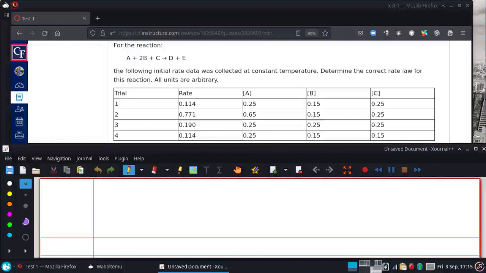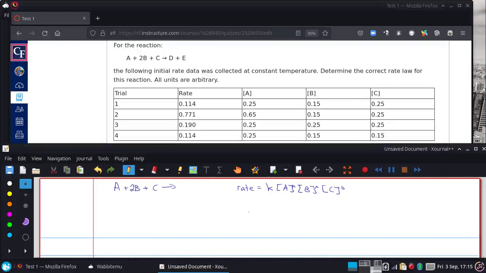For the reaction A plus 2B plus C, the following initial rate data was collected at a constant temperature. Determine the correct rate law for this equation. All right, since we have three reactants, we don't really care about the products when writing the rate law. I know the rate law has those three as potential contributors, and I am going to solve for these.